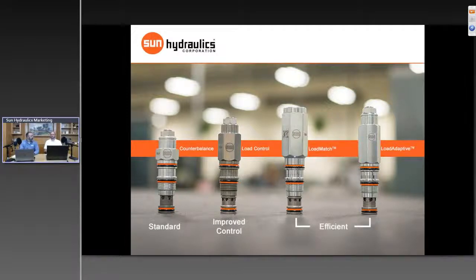If you're going to be using the CB valve as the brake, at some point it's going to be going across the relief element. And then it really just depends on how quickly you want it to stop. Typically, the load control valves and load match valves will have a steeper relief characteristic, so they'll provide more resistance faster than the load adaptive or the standard counterbalance valves.